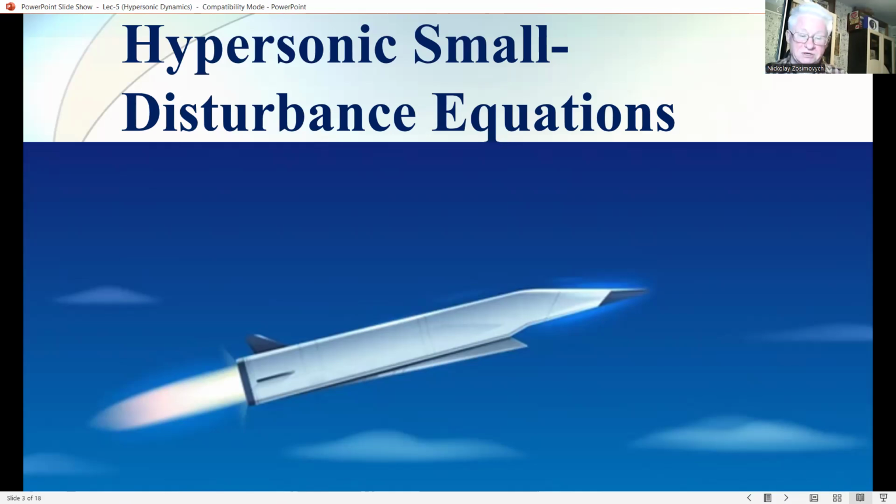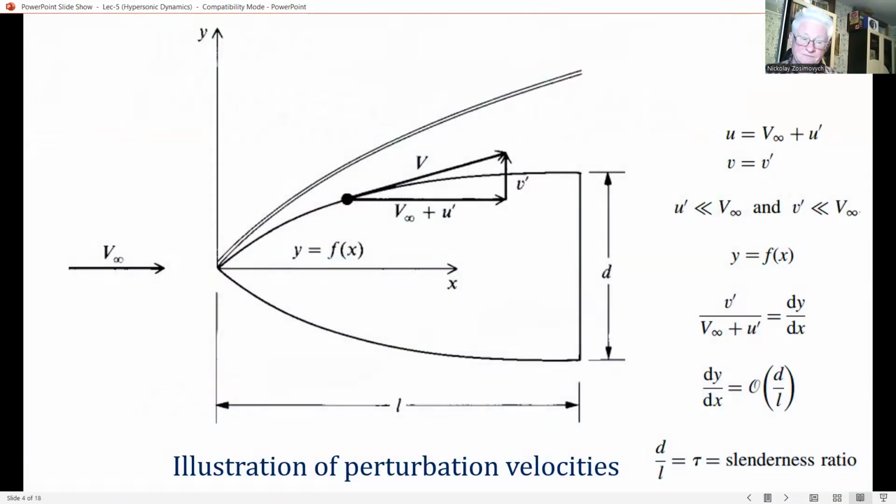Therefore, a special approximate form of the Euler equations, which is applicable to hypersonic slender bodies, is useful in studying the aerodynamic properties of such bodies. The purpose of this module is to obtain these equations, called the hypersonic small disturbance equations. We will follow an approach frequently employed in aerodynamic theory.